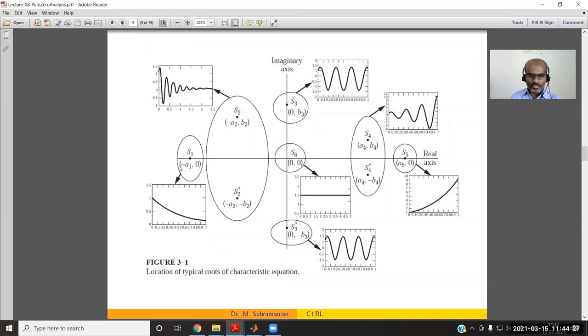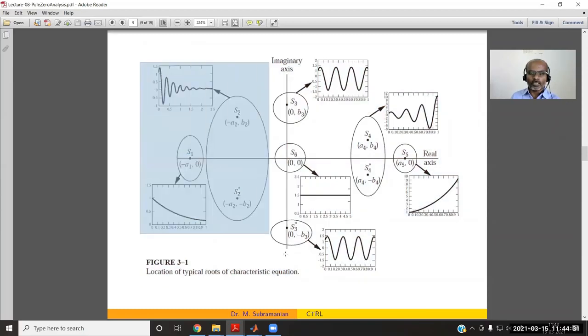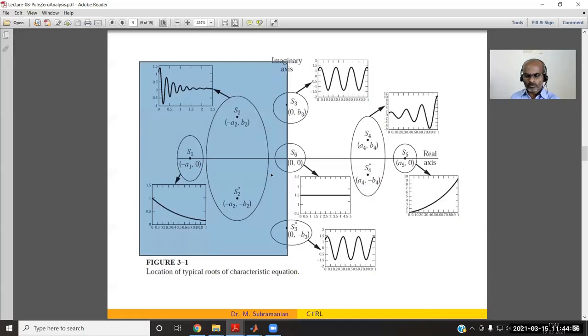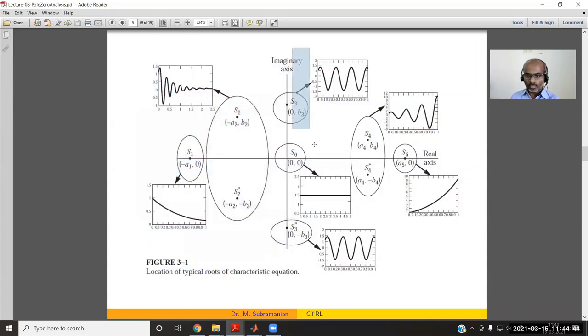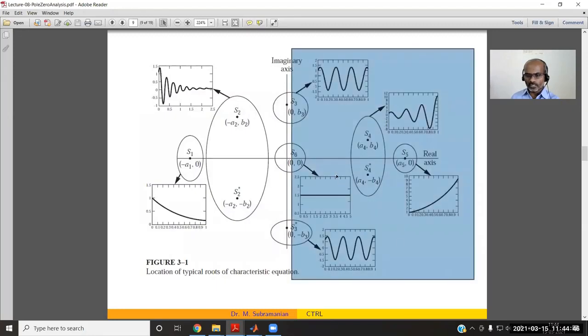If a is negative, the response will be in this region, and we won't have any stability problem. Whereas if the roots have positive real parts, then we'll have this kind of response, always growing oscillations, always unstable conditions.